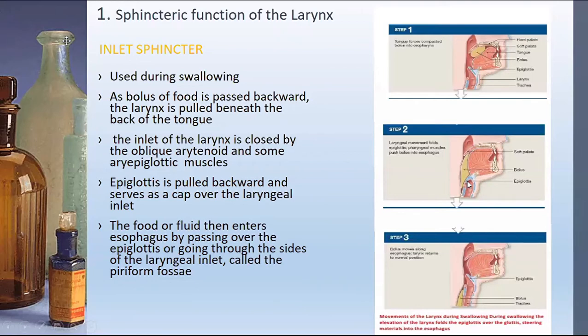Okay. Now the food or fluid that enters the esophagus passes over the closed epiglottis or through the sides. As I mentioned earlier, we have the piriform fossa on the sides, no? The sides of the larynx. You can pass over or on the sides. This is how you swallow.